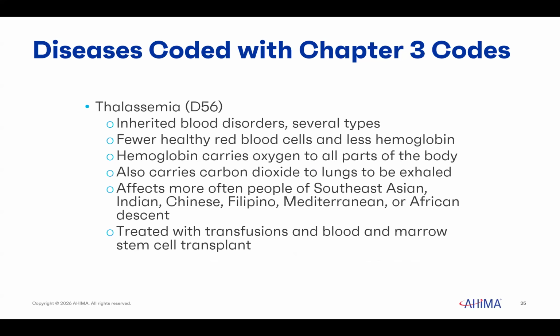Thalassemia is an inherited disorder with fewer healthy red blood cells and less hemoglobin. It's more common in people from Southeast Asia, India, China, the Mediterranean, and Africa. Treatment can include transfusions and also even stem cell transplants.